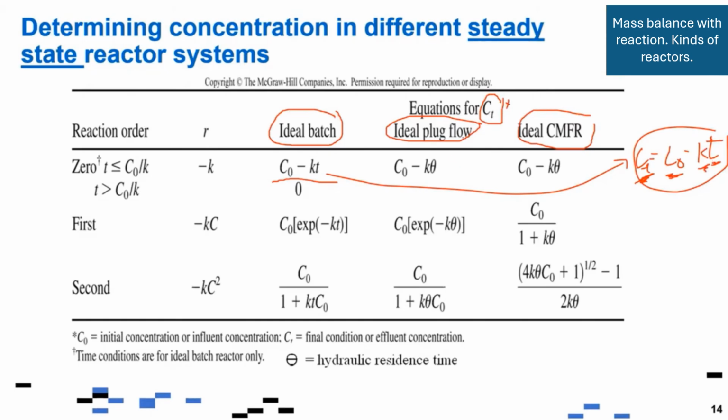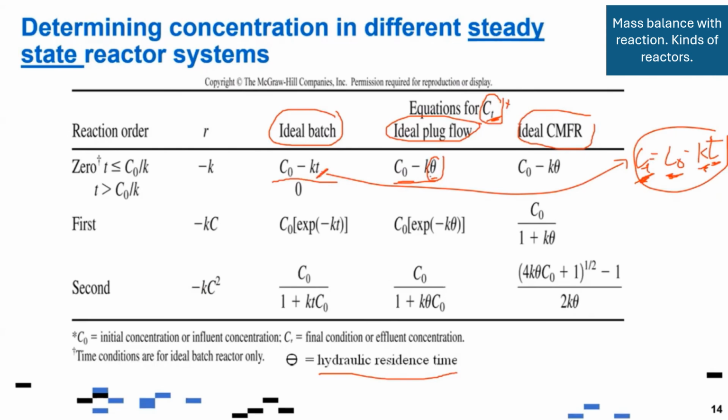The ideal plug flow is the same. CT is equal to CO minus k theta. Theta here is what we call the hydraulic residence time, because this is flowing. For the batch, you can see that there's a t here. That t is just the residence time within the reactor, because it's not flowing. There's no inflow and no outflow.